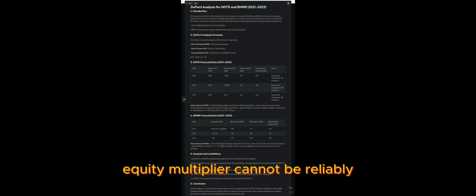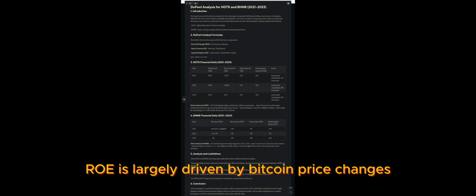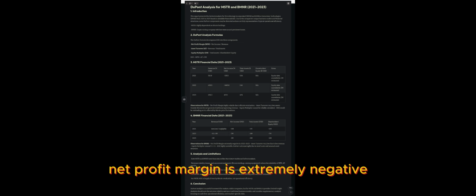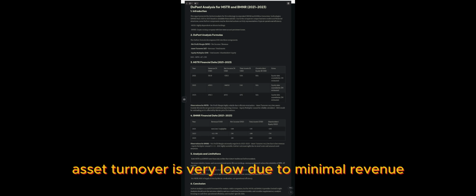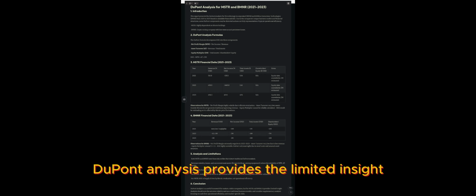Equity multiplier cannot be reliably calculated due to missing equity data. ROE is largely driven by Bitcoin price changes, not operational efficiency. BMNR observation 2021 to 2023: net profit margin is extremely negative. Asset turnover is very low due to minimal revenue. ROE is unstable. BMNR analysis provides limited insight.